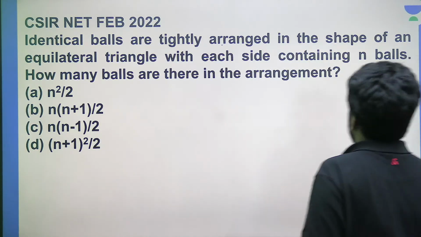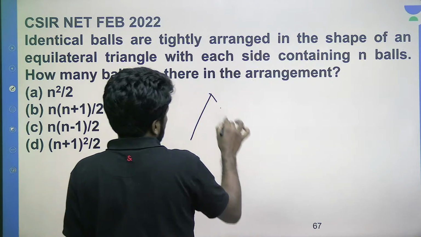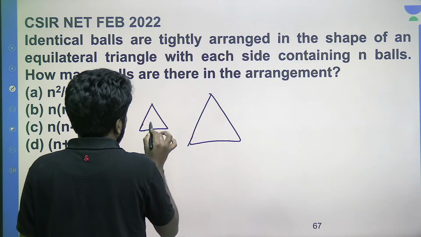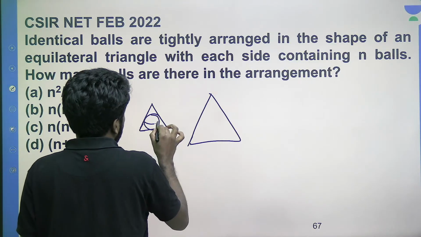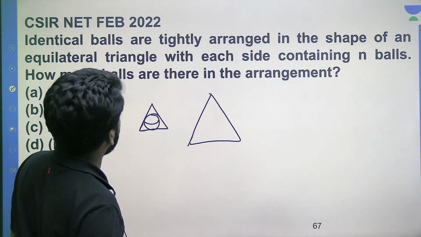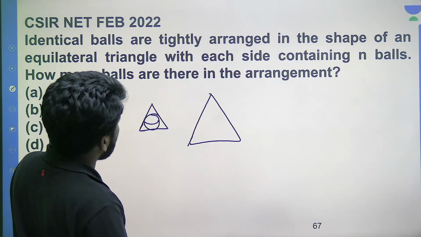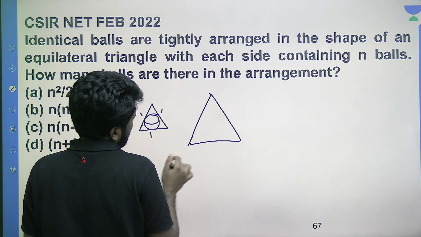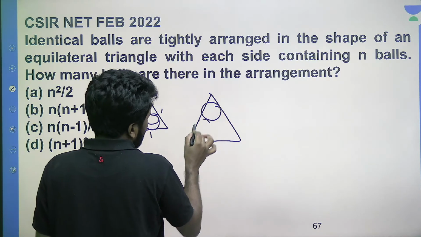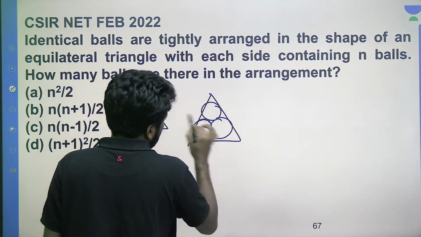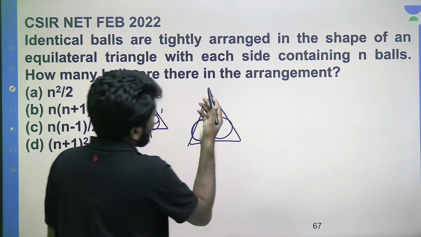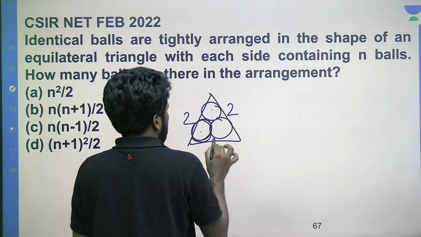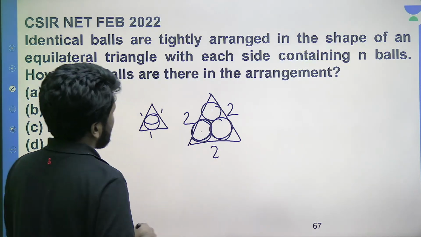Identical balls are tightly arranged in the shape of an equilateral triangle, like this. In the smallest equilateral triangle there is 1 ball. That is one possibility where n is equal to 1, with each side containing n balls. So the first side has 1 ball, the second side has 1 ball, the third side has 1 ball. Now the next bigger equilateral triangle will look like this, and this will satisfy the condition: 2 balls on this side, 2 balls on this side, 2 balls on this side. Just roughly drawing it. Are you understanding that?